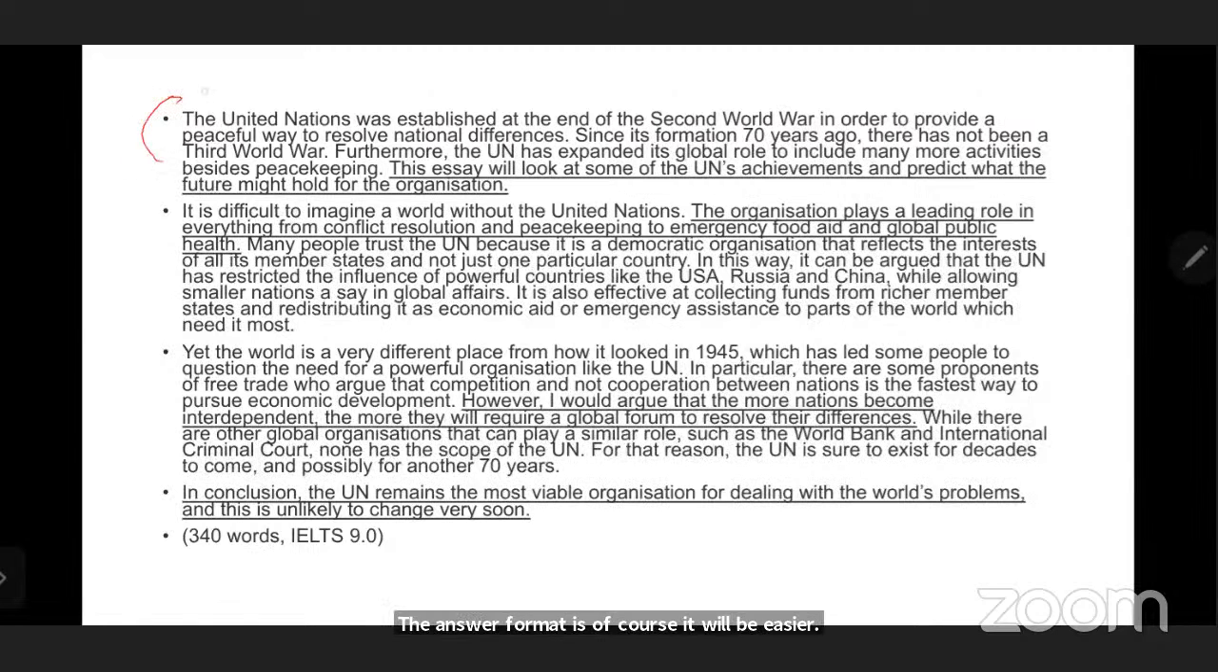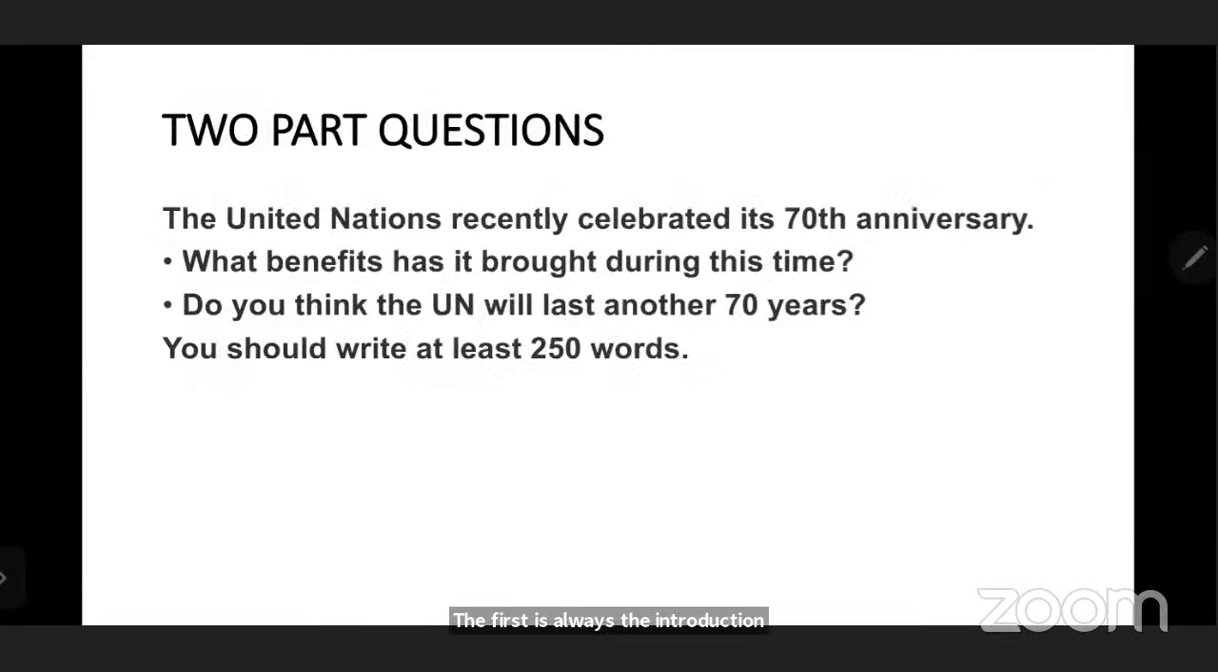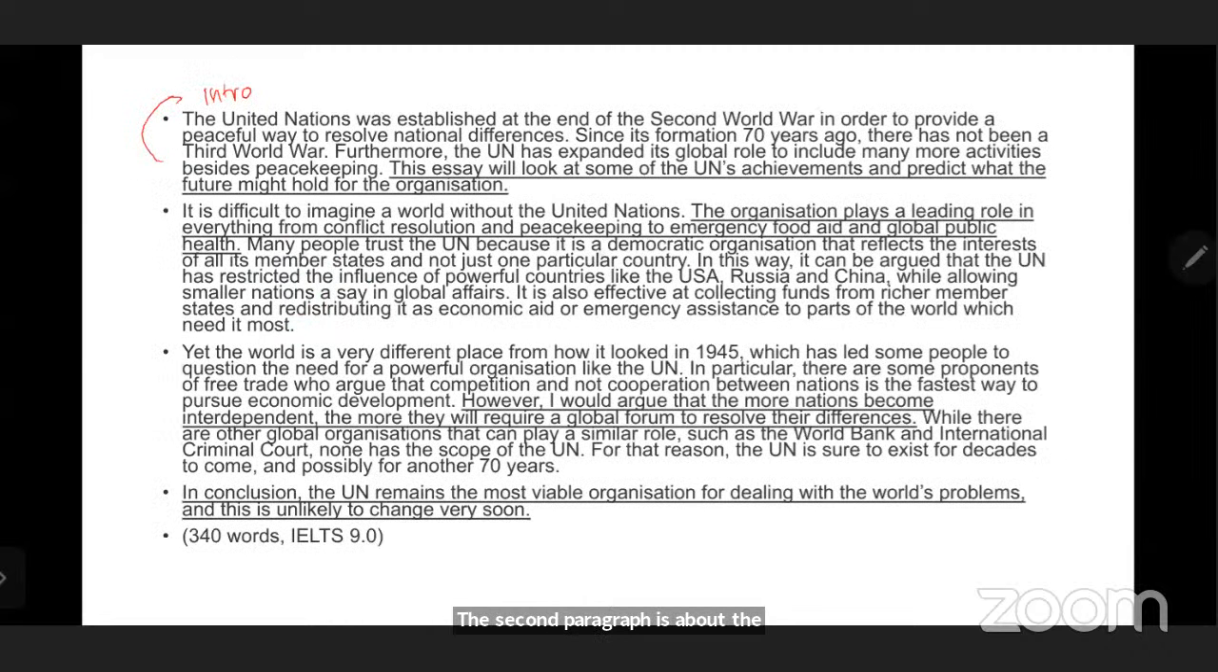Okay. The answer format is, of course, easy. The first is always the introduction. The second paragraph is about the first question, benefits. The third paragraph is about whether it will be possible for another 70 years, 70 years in the future. And the last paragraph is the conclusion. Easy format, right?